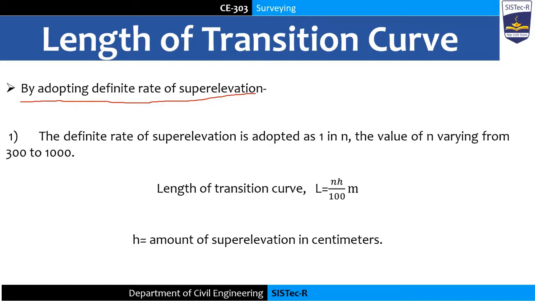This is the first criterion, by adopting a definite rate of super elevation, and h is the amount of super elevation in centimeters. Just remember all these units very carefully: h is the amount of super elevation and it is written in centimeters, and the length of curve that is coming is in meters. So length of transition curve L equals nh upon 100. Again I am saying, remember all these units very carefully.